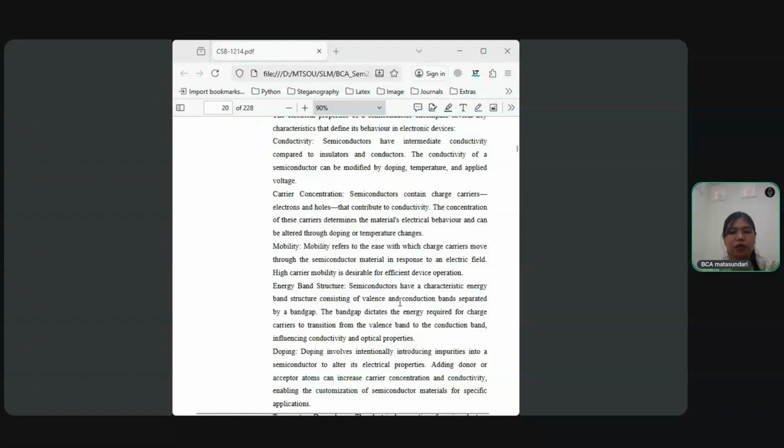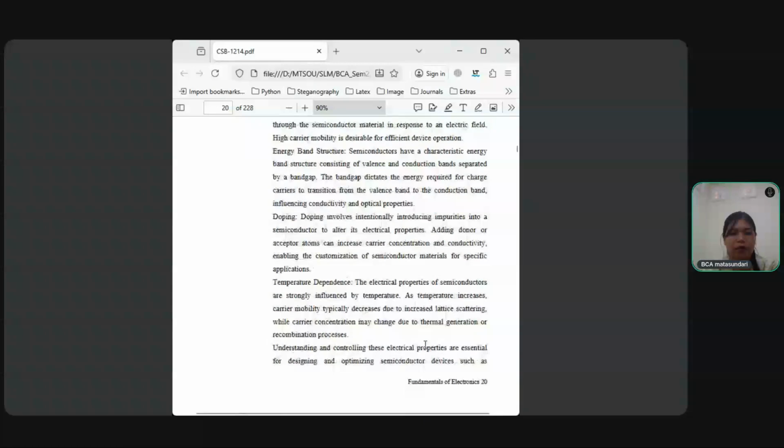A semiconductor has a characteristic energy band structure consisting of a valence band and a conduction band separated by a band gap. The band gap dictates the energy required for charge carriers to transition from the valence band to the conduction band, influencing conductivity and optical properties.